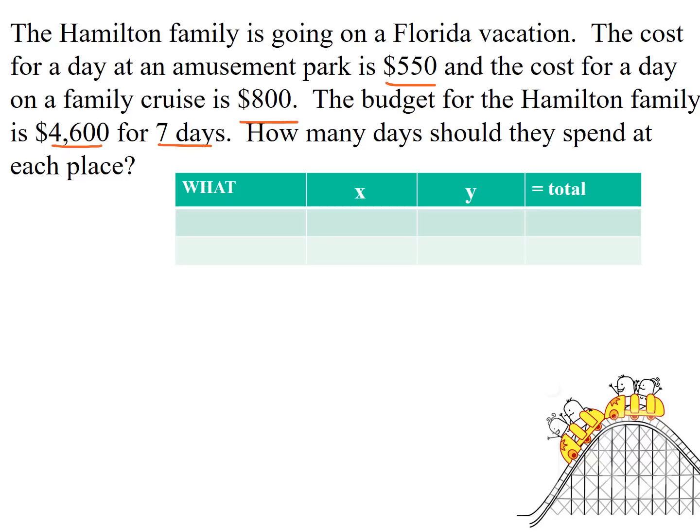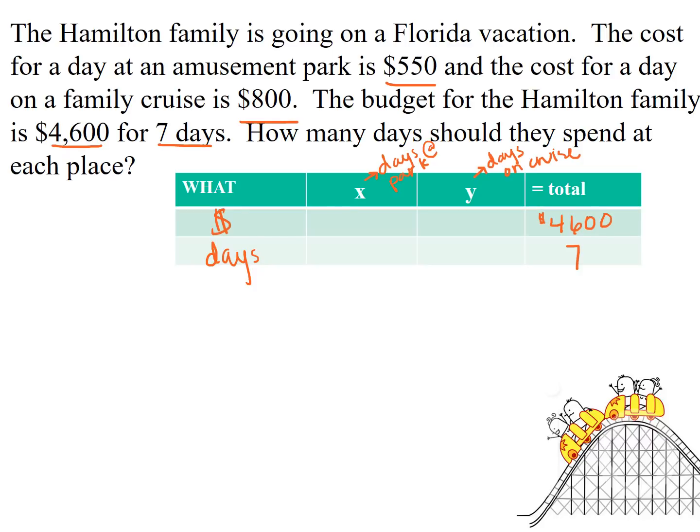Okay, so right now we have a budget, so we're going to have to talk about some money, and we also have only 7 days that we can work with. So then we have two totals. We have the total of $4,600, and we have a total of 7 days to use that. So now we need to determine what X and Y are. Maybe we should say X is the days at amusement park, and we'll say Y is the days on the cruise.